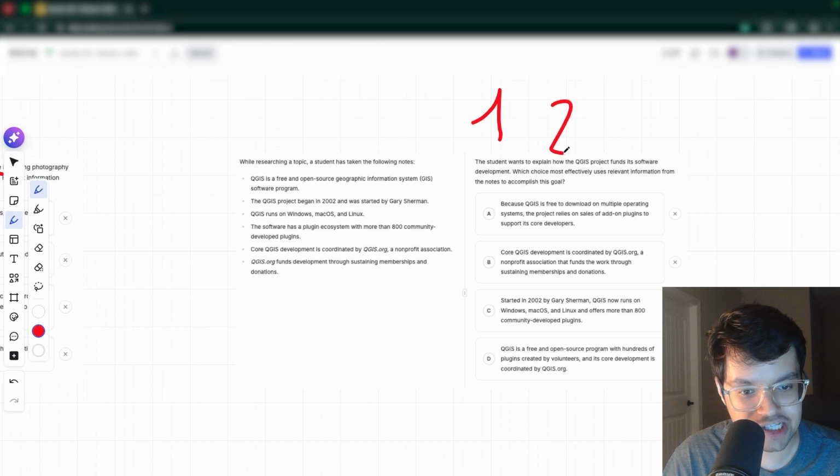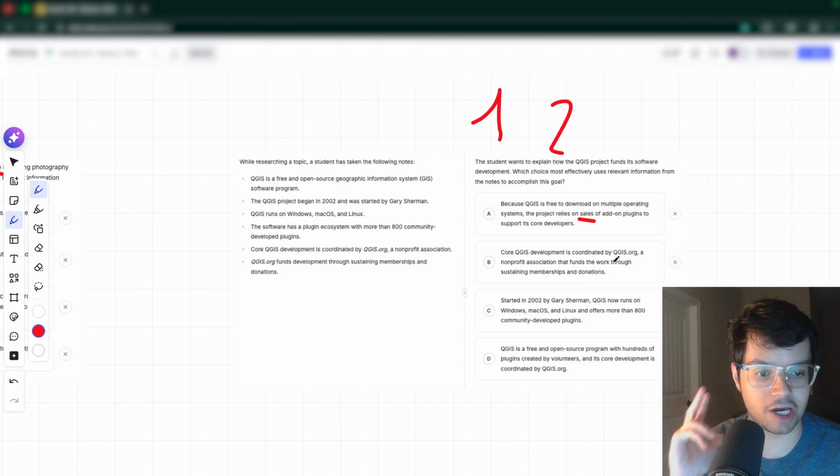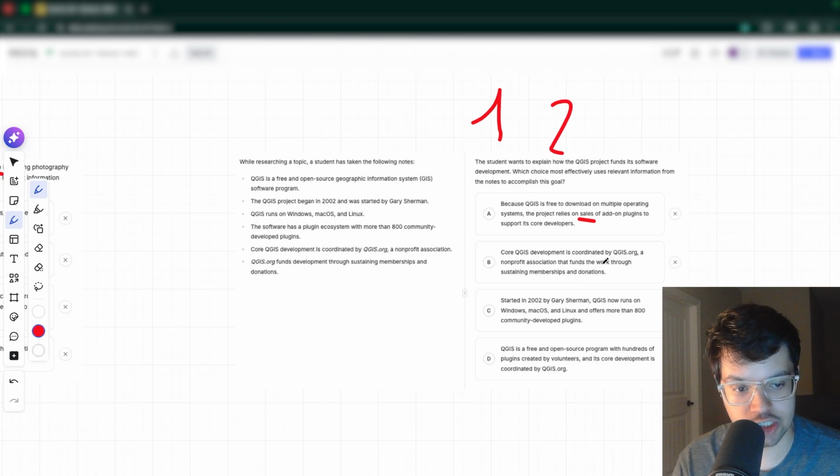Then we look at the choices. A: because QGIS is free to download on multiple operating systems, the project relies on sales of add-on plugins to support its core developers. Okay, this does look fairly strong, sales of add-on plugins. That's essentially saying how they might be getting money for the core developers. So that could definitely work. B: core QGIS development is coordinated by QGIS.org, a nonprofit association that funds the work through sustaining memberships and donations. Okay, that also looks pretty good. So A and B both look pretty strong so far.